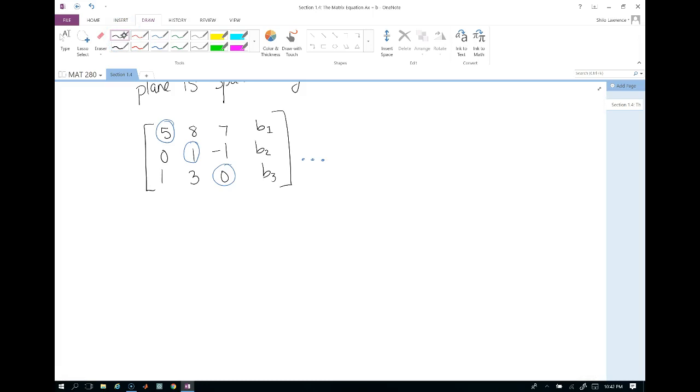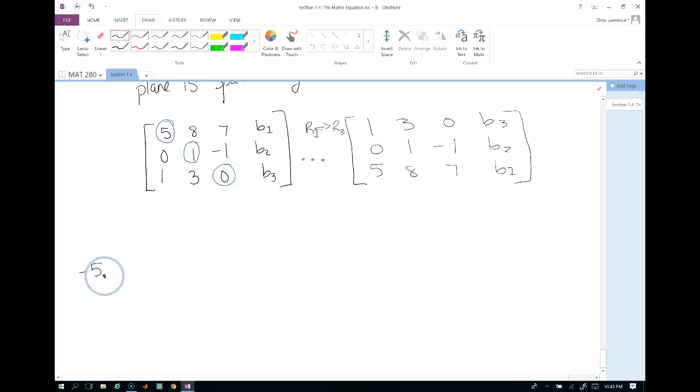And actually, since this is still pretty new to us, I think it would be beneficial for me to show you another one. So first thing I'm going to do is swap row 1 and row 3. That's the easiest way to get a 1 in that first position. So 1, 3, 0, B3, 0, 1, negative 1, B2, 5, 8, 7, B1. So I've got my first pivot position, and I have already a 0 underneath it. I need a 0 in that third row. So I'm going to do negative 5 row 1 plus row 3.